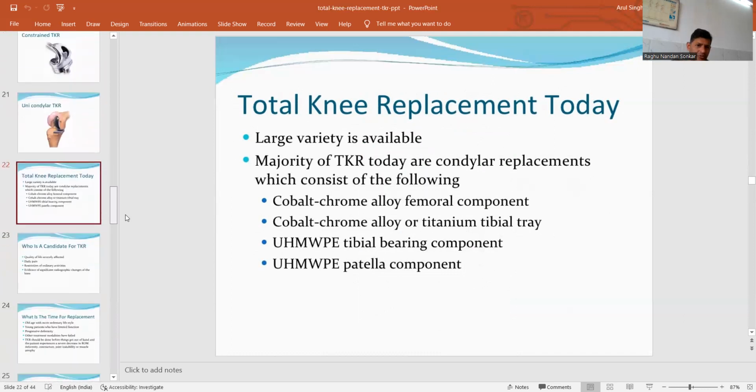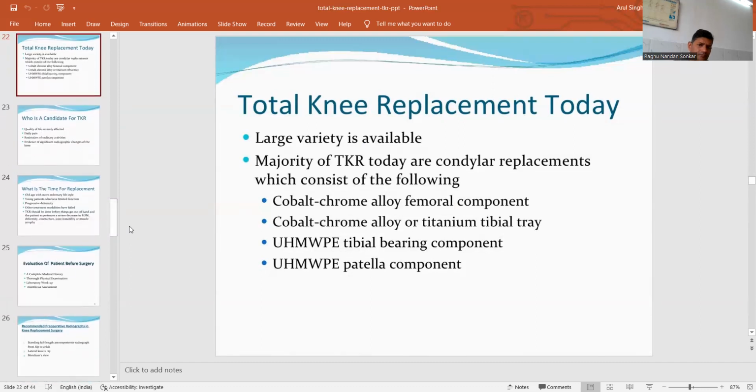Total knee replacement today. A large variety is available today. In today's scenario, the majority of TKR is condylar replacement, which consists of the following: cobalt chrome femoral component, cobalt chrome tibial component, UHMWPE tibial bearing component, and highly cross-linked polyethylene for the insert and patella component.